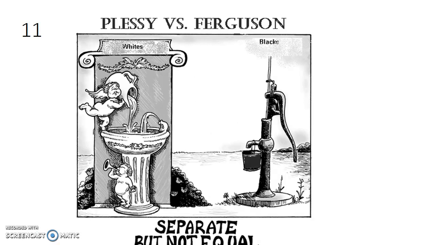Some important facts about this are that most southern states didn't stop the Jim Crow laws until the 1950s and 60s, and Plessy versus Ferguson is not overturned until 1954, which is when Brown versus Board of Education said that it was unconstitutional.